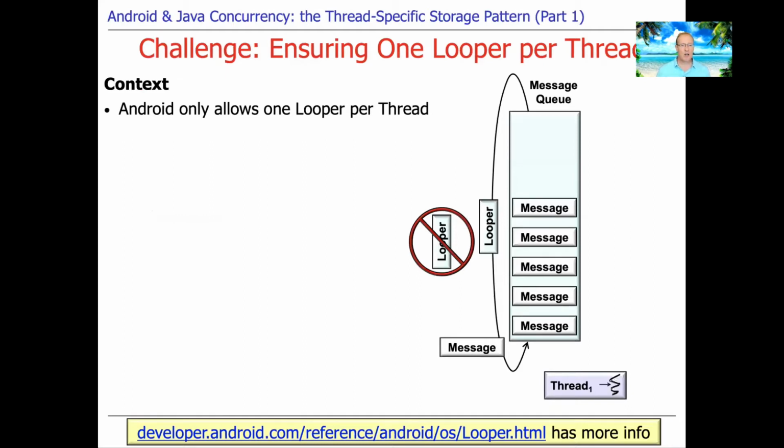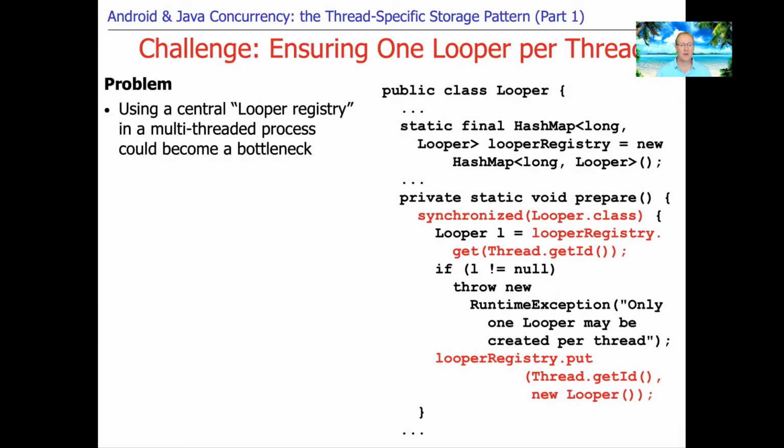So let's start by talking about the context. As we've mentioned a couple of times, but really haven't looked at in detail, Android only allows one looper per thread. So if you're going to be using loopers, like the user interface thread or just a looper thread or handler thread in general, then there's going to be one looper that's used to process all the messages that are passed to that thread by the message queue.